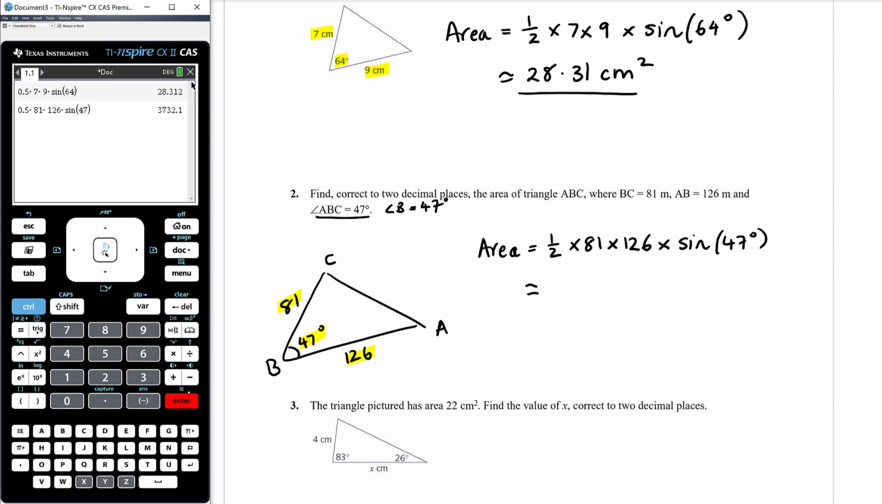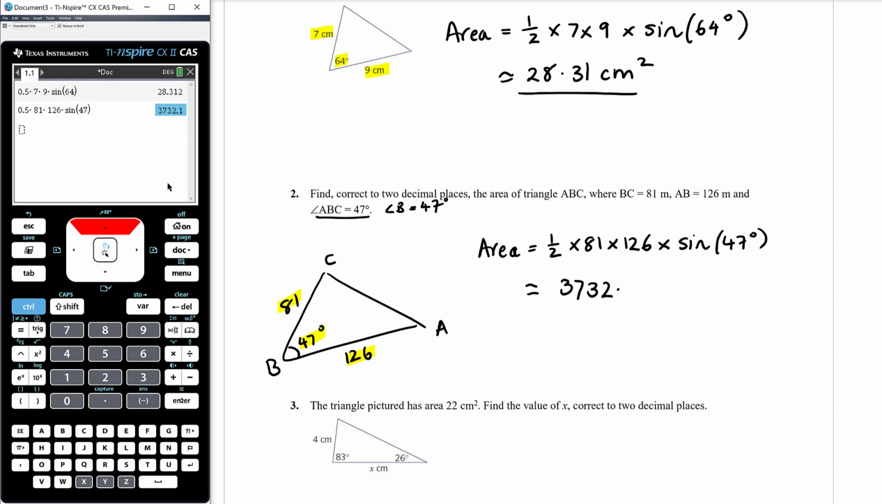Oops, Control Enter. That is 3,732 point, what do we want? Two decimal places. Okay, so I've got my float settings set a bit low here. I think I must have been illustrating something. Would normally have them higher. If I can't see enough decimal places, I'm going to scroll up.